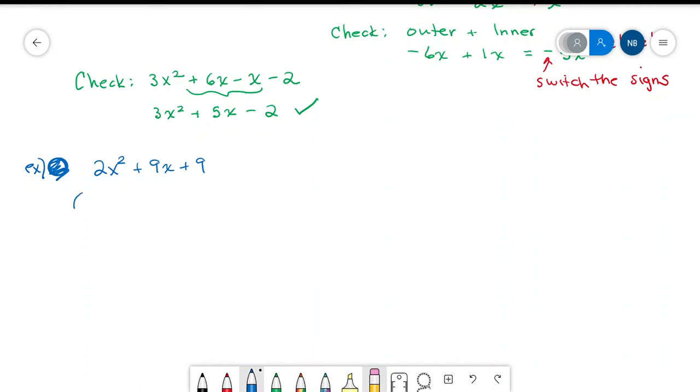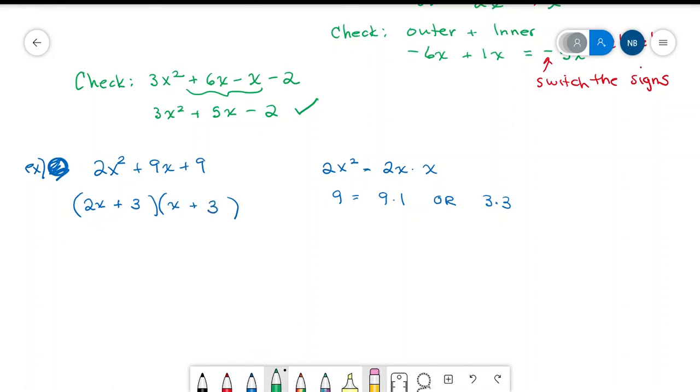So I know I need to get first. My first term is 2x squared, and that's easily factored into 2x times x. So I'm going to put a 2x in one set of parentheses and an x in the second set of parentheses. Now 9 can be factored as either 9 times 1 or as 3 times 3. So let's try +3 and +3 and see what happens.